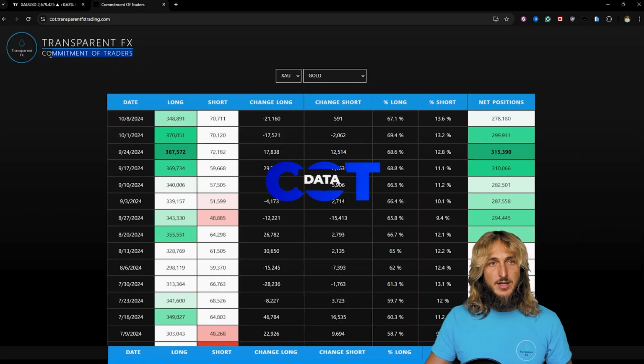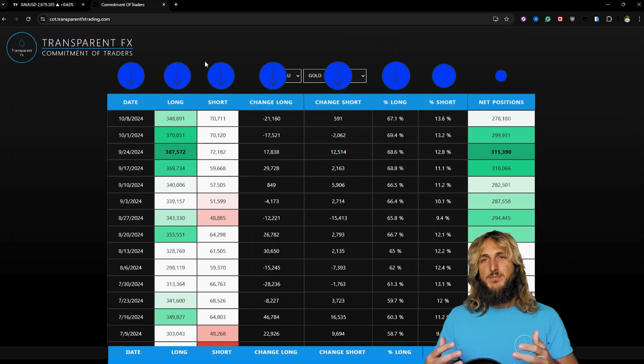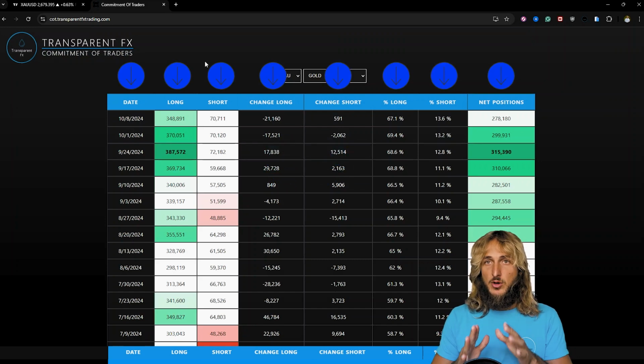But before we dig deeper into what we have here from a technical perspective, first, let's go and see what we have when it comes to the commitment of traders. So what the big players in the market are doing precisely on gold.